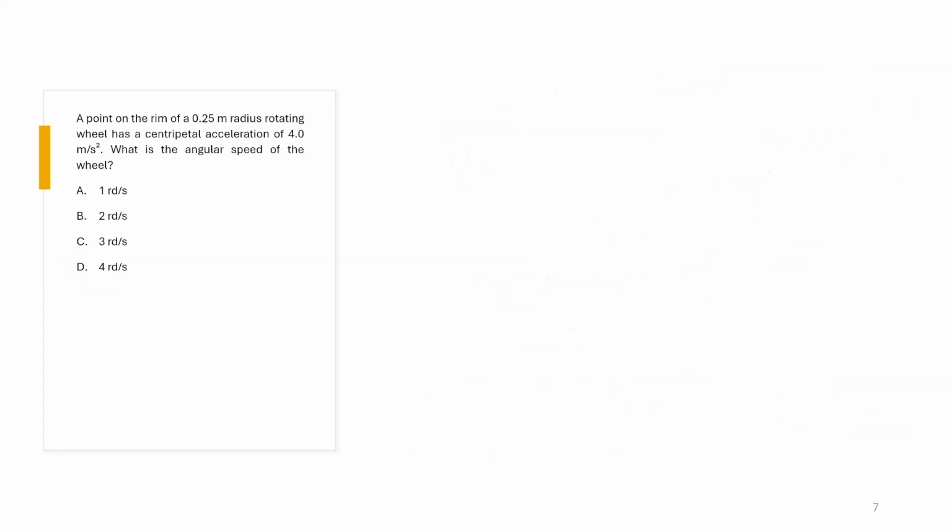A point on the rim of a rotating wheel of radius 0.25 has a centripetal acceleration of 4 meters per square second. What is the angular speed of the wheel? Okay, so how do we figure out this one? Well, we know that the centripetal acceleration is the velocity squared divided by the radius. And we also know that the velocity is related to omega with the radius. There are two ways of going: you can just replace that in there if you know the equation directly. The formula sheet contains these equations, so it will contain everything that you need. So let's solve first for velocity.